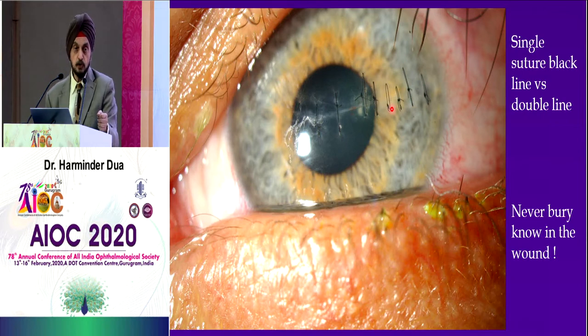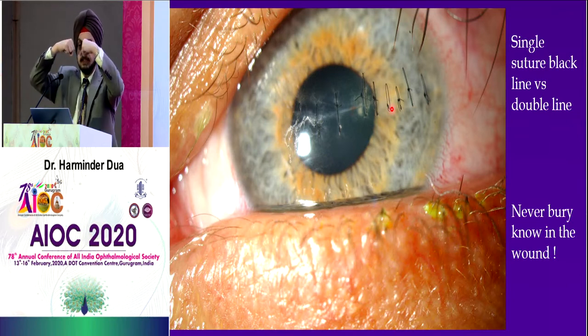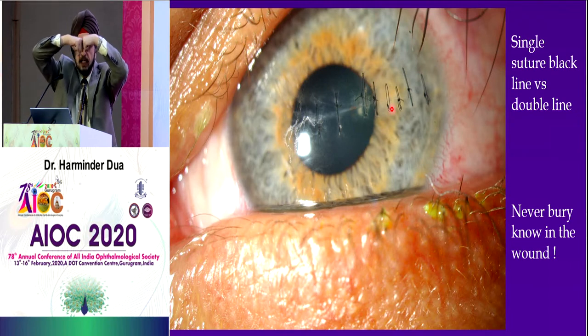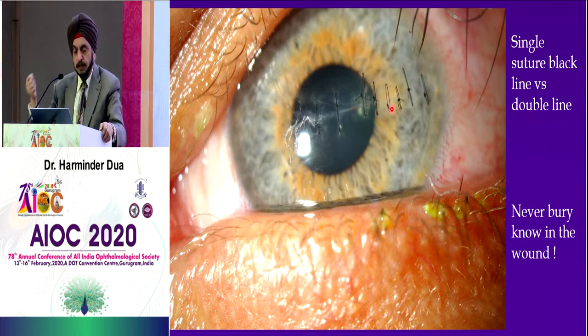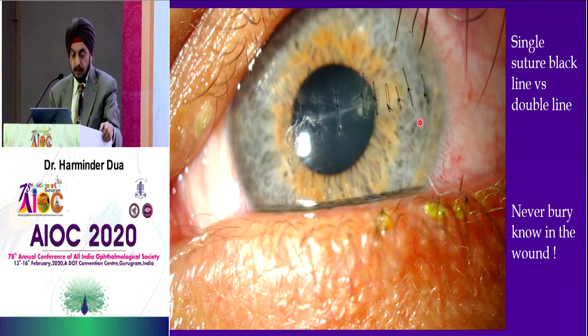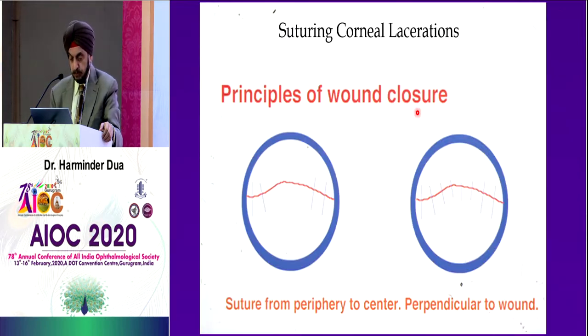So when you suture cornea, whether it is a graft or whether it's a laceration, never bury the knot in the wound. And the reason is that one day you have to take that stitch out, and when you pull the knot in the wound, if it is there, that wound will break open like this. It'll either go an internal dehiscence or the whole thing will rip apart. So the knot is the one that's the most difficult to pull out. Therefore, bury it in either side of the wound, wherever you prefer, but not within the wound.